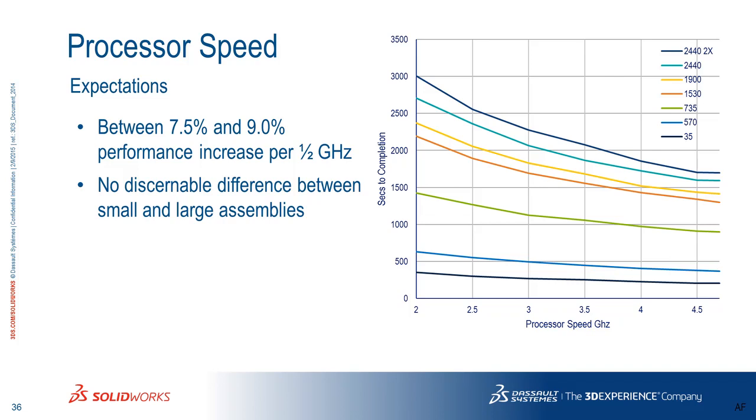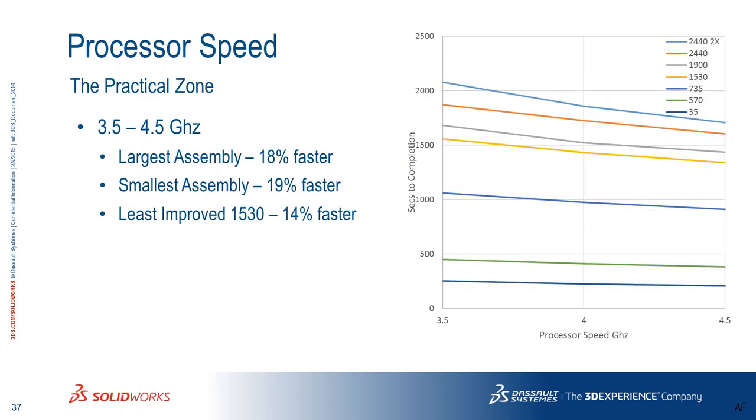So, what I did was I looked at the practical zone. You can't buy a 2 gigahertz processor, and if you did, you're going to be suicidal anyway, right? So 3.5, we'll start there. These are the percentage improvements we saw. The largest assembly was 18% faster. The worst we had was 14% improvement going from 3.5 to 4.5 across the board, every sized assembly.